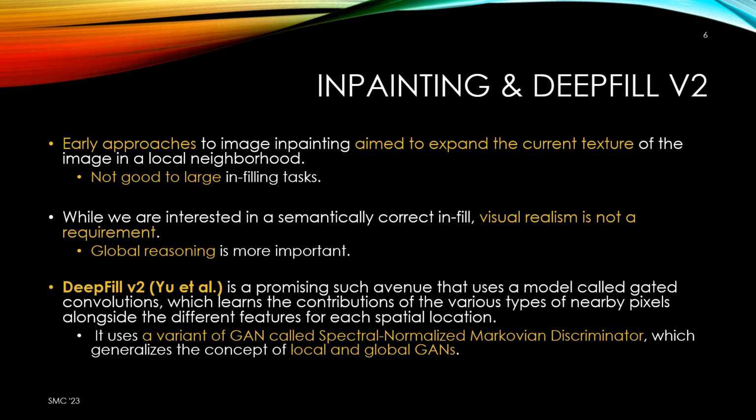Now, in this paper, we use a technique called DeepFill version 2, which is due to Yu et al. It is a promising approach that uses a model called gated convolution, which learns the contributions of the various types of nearby pixels alongside the different features for each spatial location. It uses a variant of GAN, that is generative adversarial network, called spectral normalized Markovian discriminator, which generalizes the concept of local and global GANs.